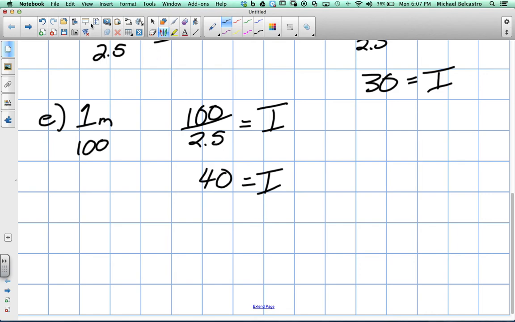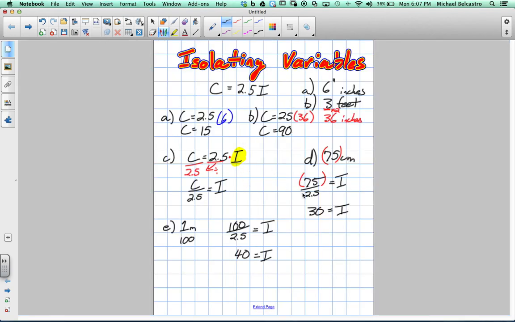Excellent. And that's the benefit of rearranging an equation. It just makes certain steps easier than others. We could have taken this 100 or this 75 and plugged them into the original one and just done the extra step every time. We would have still got the exact same answers.